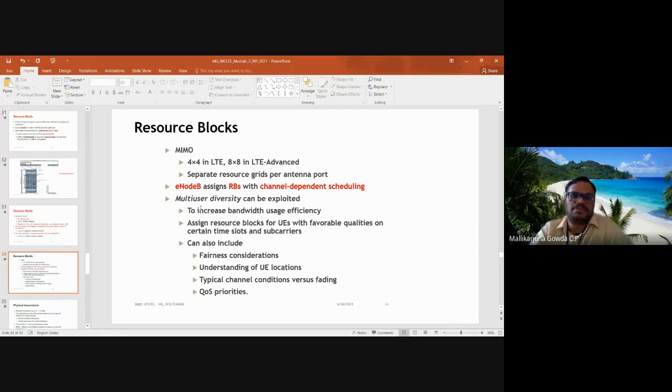Because we use multi-user diversity, it can be exploited to increase bandwidth usage efficiency, and it can assign resource blocks to user equipment with favorable qualities on certain time slots and subcarriers. It can also include fairness considerations, understanding of user equipment locations, typical channel conditions, as well as quality of service priorities.